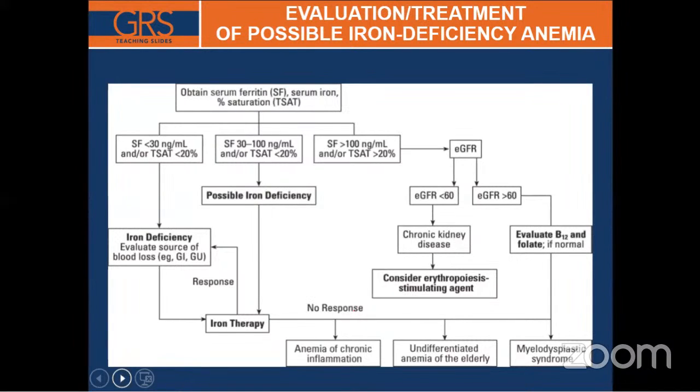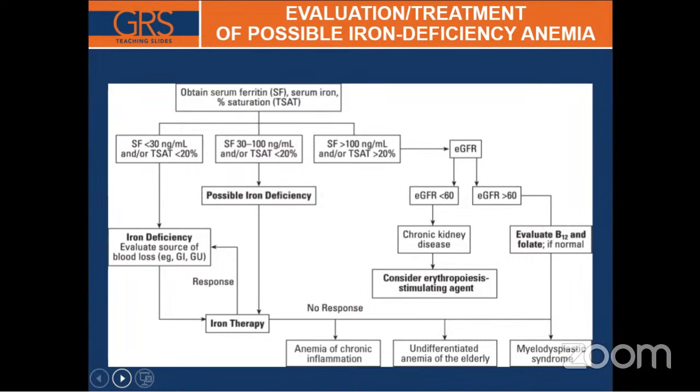If we have a serum ferritin of 30 to 100 and a transferrin saturation less than 20%, this is a possible iron deficiency. These are borderline results, so I will start iron therapy and check for response. If there is any response to the iron therapy, as I said, this will confirm the iron deficiency anemia. If no response, this will lead to further diagnosis. The diagnosis can be either anemia of chronic disease, an undifferentiated anemia of the elderly, or a myelodysplastic syndrome, which we will show in a lot of detail soon.